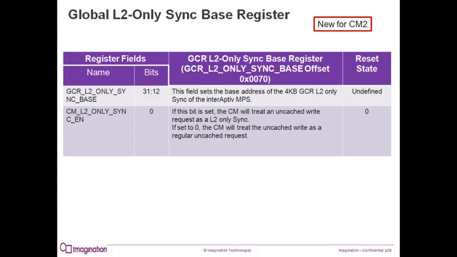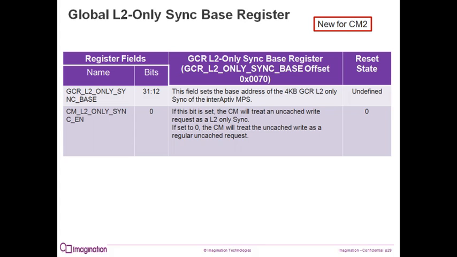The CM2 adds the ability to issue a barrier sync to the L2 without executing a sync instruction, thus reducing the latency incurred for the sync. The L2 only sync provides a mechanism to guarantee that uncached requests do not pass previous cache requests in the L2 pipeline. For example, the L2 only sync can be used between an L2 hit write back cache op and a subsequent uncached write to ensure that the uncached write does not pass the write back from the L2. The CM2 only sync enable bit of the register must be set to 1 for this feature to be enabled.